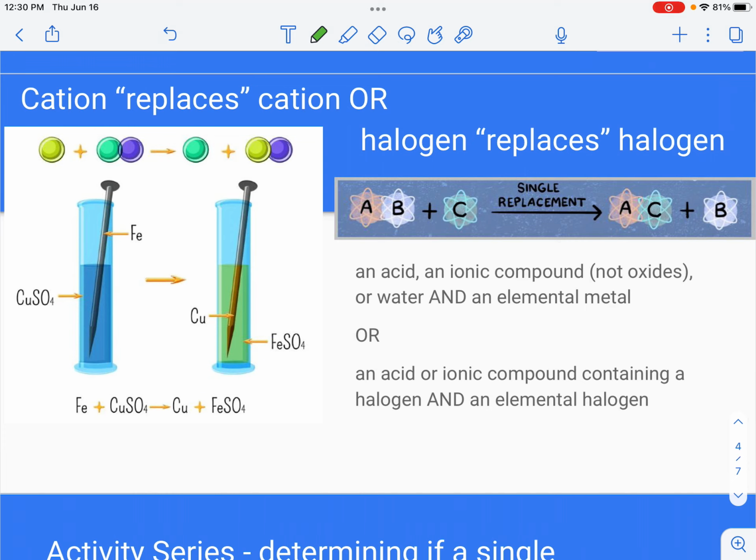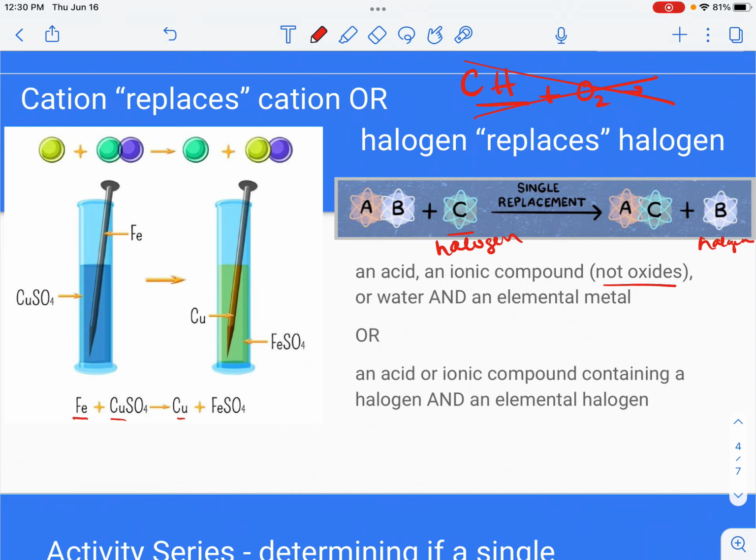When we do single replacement reactions, we do not include oxides. So this will help you a lot, because if you have something plus oxygen, it's probably going to be a CH compound, and it will probably be a hydrocarbon combustion, not a single replacement. Okay, so your options here will look like what we have here, where you have a metal kicking the metal out, or here a halogen kicking the halogen out. Okay, so these are the things that you're looking for.